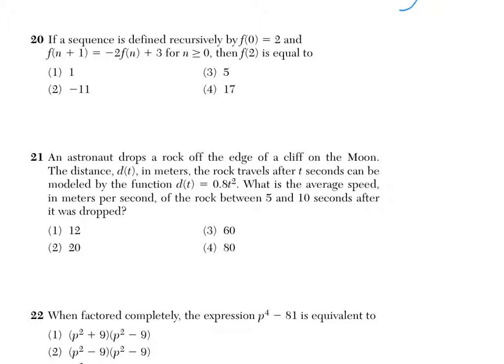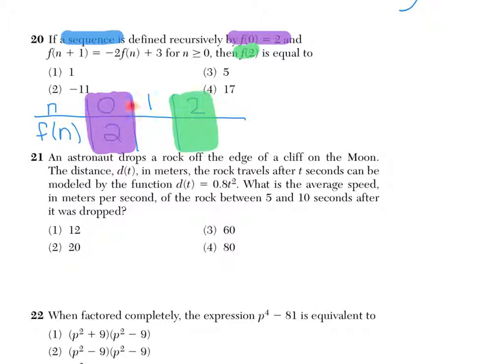Immediately when I see question 20, I see the word sequence. So that indicates to me that I need to make a table and use my before, now, next rule. So here's our table with the initial value of 2, and we're looking for the f of n value when n is 2. Let's use our before, now, next to help us. So we know the next is equal to negative 2 times the now plus 3.